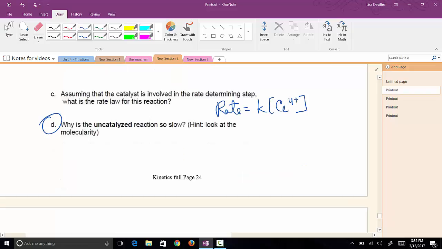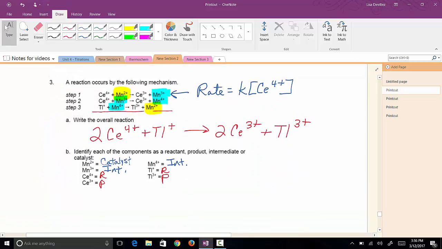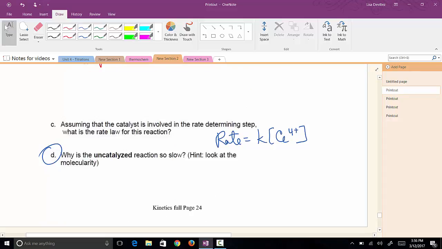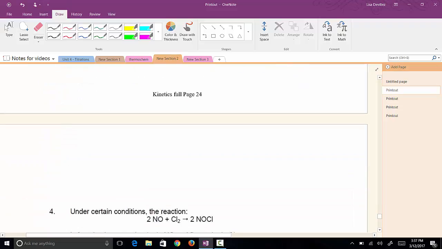Okay, so D, why is the uncatalyzed reaction so slow? So if we look here, without this mechanism that involves a catalyst, look at how many things we are having to collide together. We've got 3. And the more things that have to collide in a single step, the less the probability is that that's going to happen. So that's why it would be really, really slow, because there would not be very many occasions where all 3 of those things are going to collide together at the same time with the correct orientation. So all those things that would have to happen, it's even less likely that they're going to happen the more reactants that you have colliding in that one step. So that's why the catalyst is important here, because it gives a different pathway.